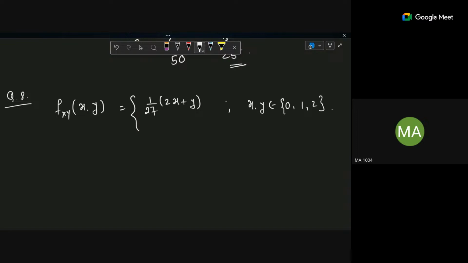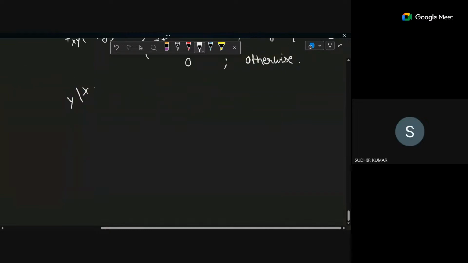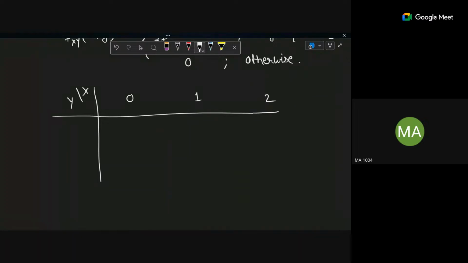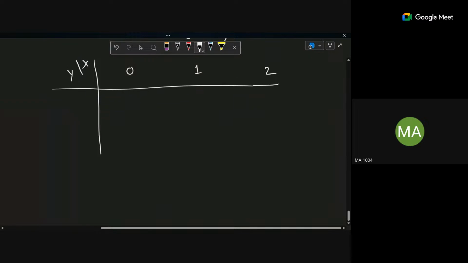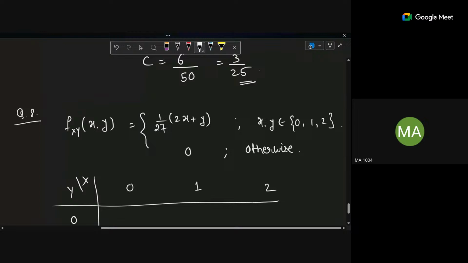Okay, and 0 otherwise. So this is how your joint PDF table will look. Your x and y values are like that, 3 by 3: 0, 1, and 2. These are the values for x, and these are the values for y. Fine. So 1 by 27 is common to everyone, right?